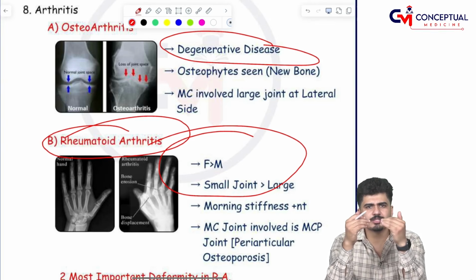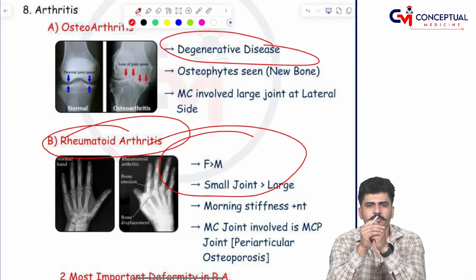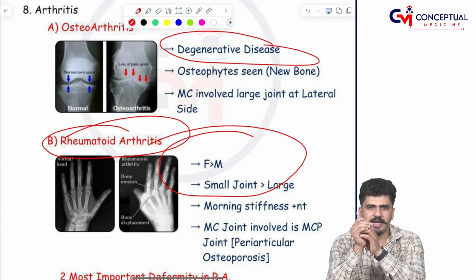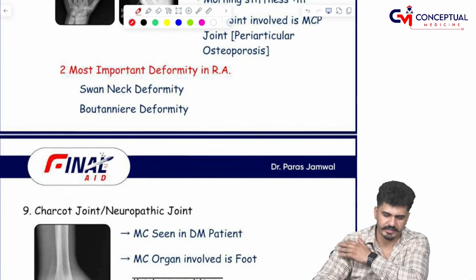Then, sir, in osteoarthritis, the most common joint involved is the knee joint. The most common side involved is the medial side. An X-ray, bilateral knee standing view, we are going to perform. In that we are going to diagnose this osteoarthritis.